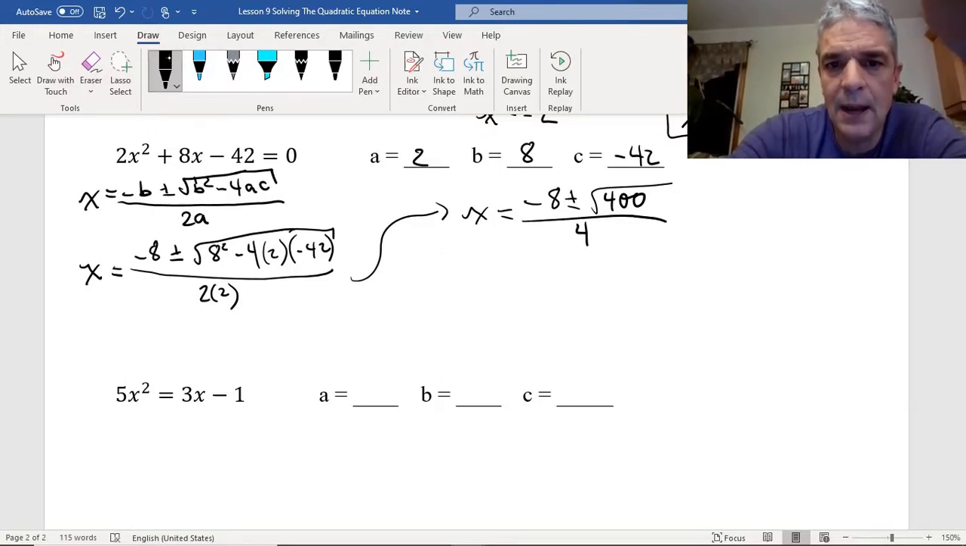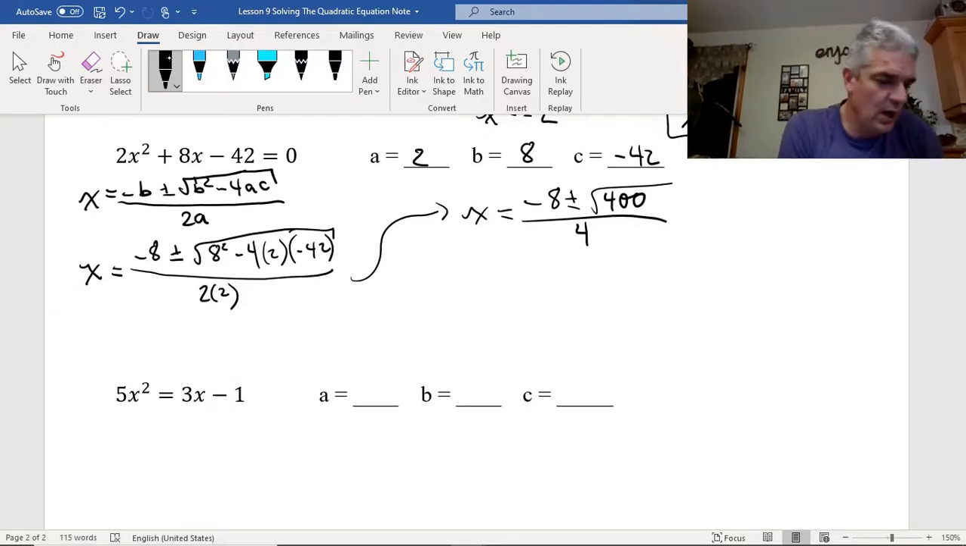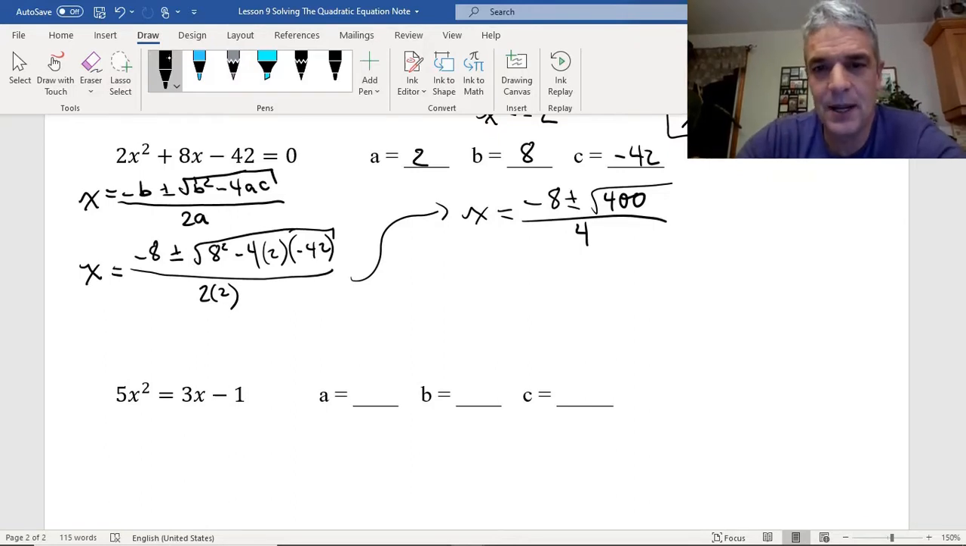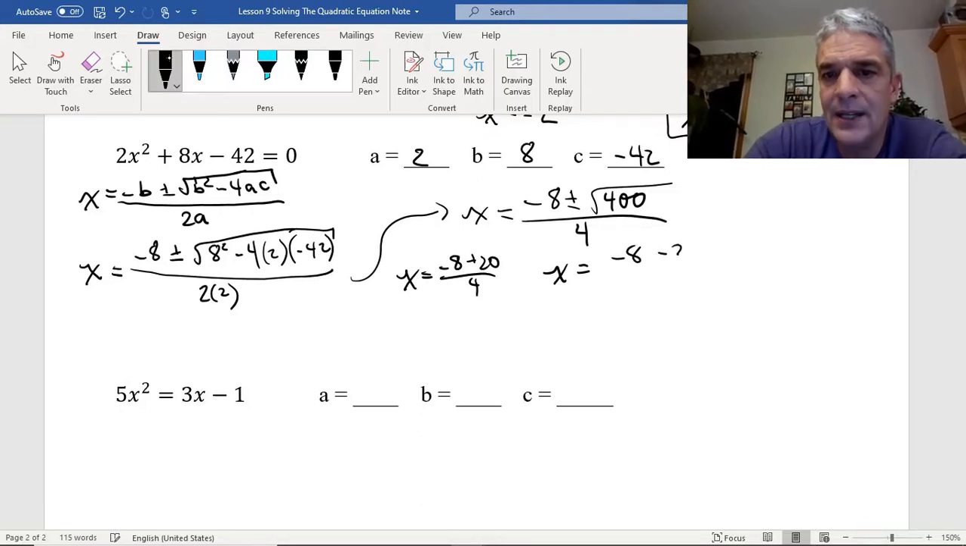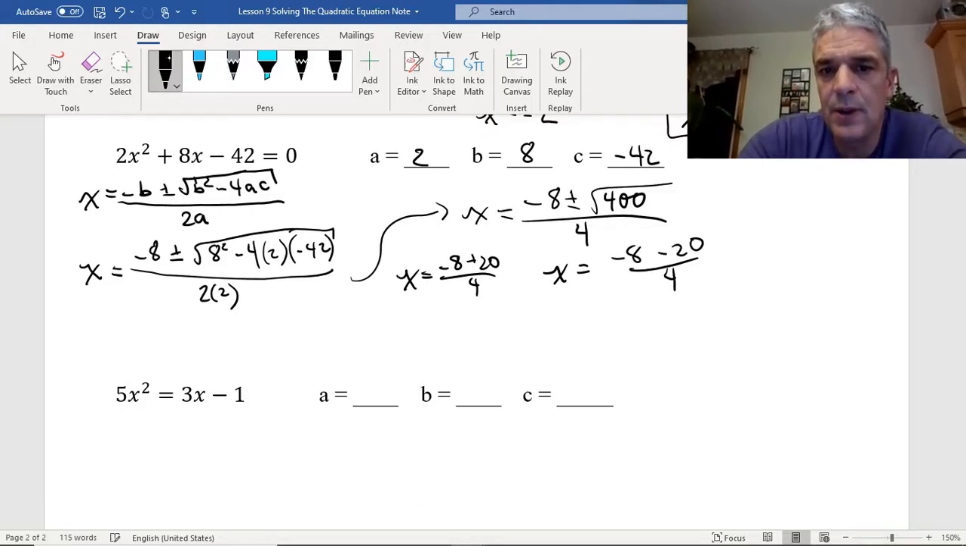And so I'm going to end up with 2 answers here because the square root of 400 is 20, right? 20 times 20 is 400. That's right. Okay, so 20 is the square root of 400. I was just double checking because sometimes I make mistakes, right? So X equals minus 8 plus 20 over 4, and X equals minus 8 minus 20 over 4. And so we can do the math here.